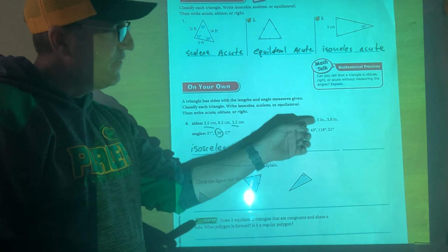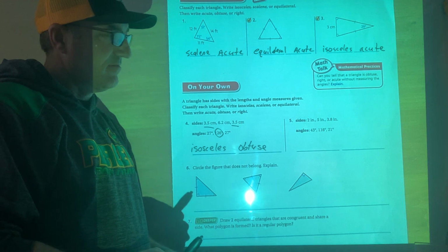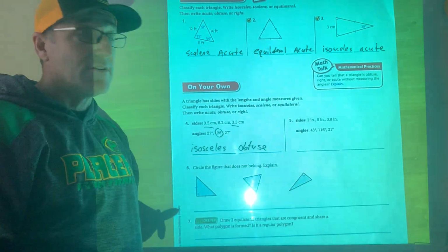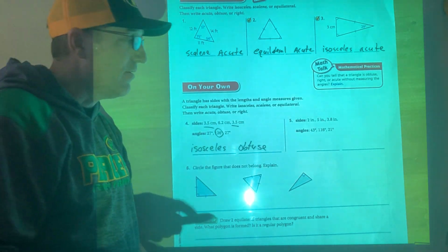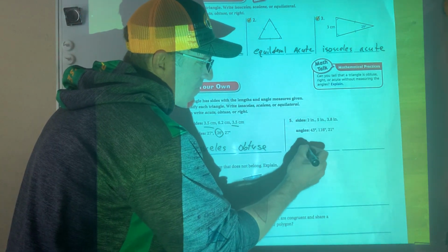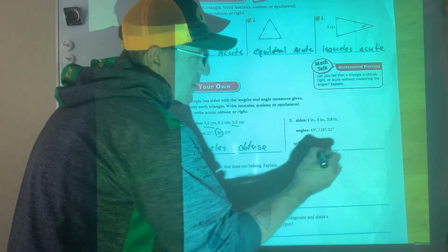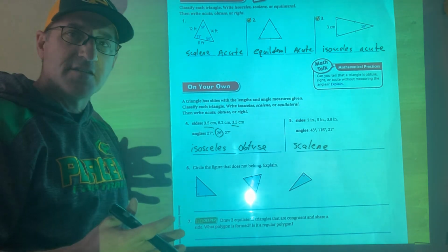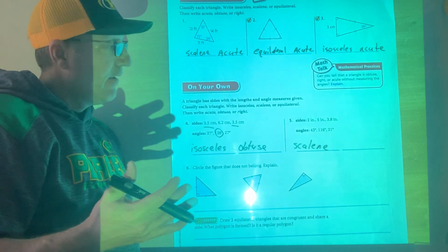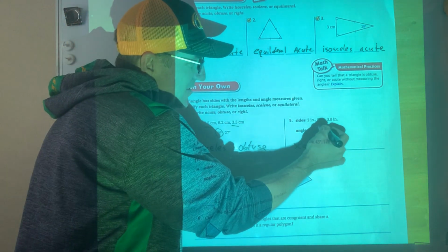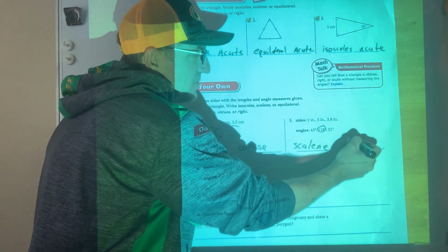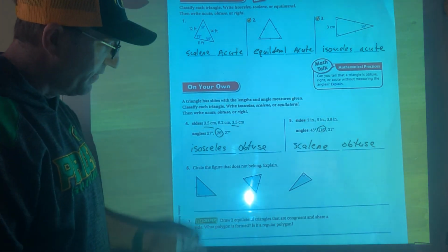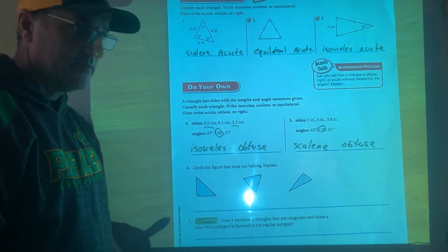If I get 2, 5, and 3.8 inches, any of those the same? Right? So that's going to be that scalene one, right? So scalene. Nothing is the same. And then I look at my angles. Is there anything larger than 90 or 90? Yes, 116. So that means obtuse. Easy peasy.